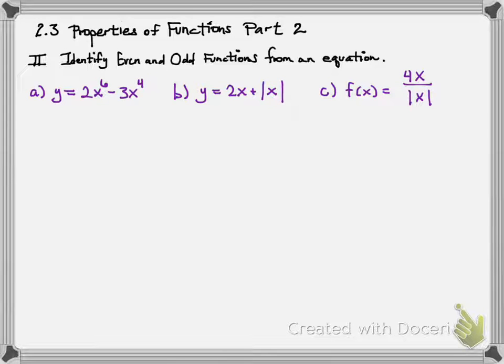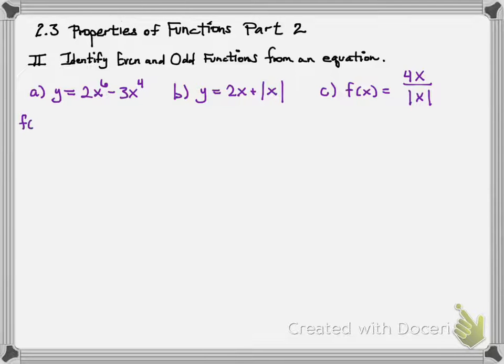Okay, Roman numeral 2, we're going to identify even and odd functions from an equation now. Let's take a look at part A. We have y equals 2x to the 6th minus 3x to the 4th. So what we're going to do is run a test here. We're going to run a test with that f of negative x.